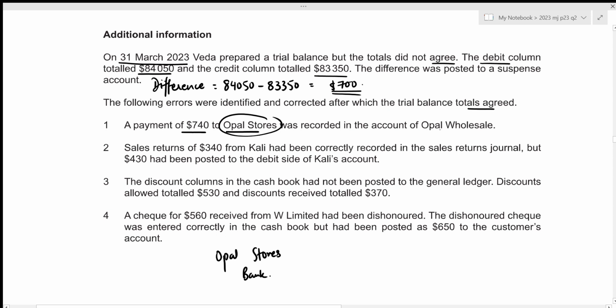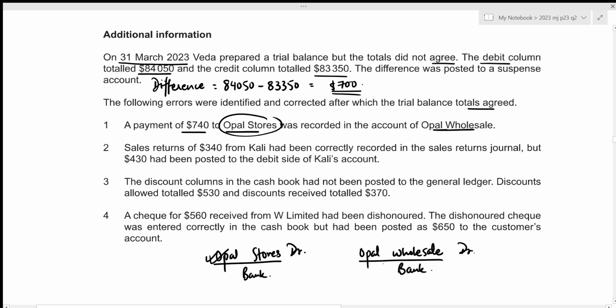But in this case, it was recorded in the account of Opal Wholesale, which means that we entered this transaction as Opal Wholesale debit and bank credit. But this is incorrect, right? Because we would require Opal Stores to be on the debit side, but we actually put Opal Wholesale on the debit side. Now, in order to correct this, we'll have to enter the correct customer on our debit side. So that's going to be Opal Stores on the debit side.